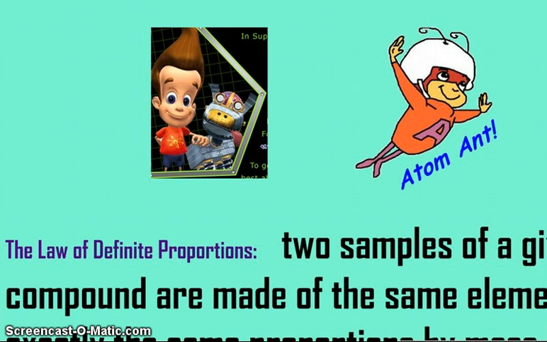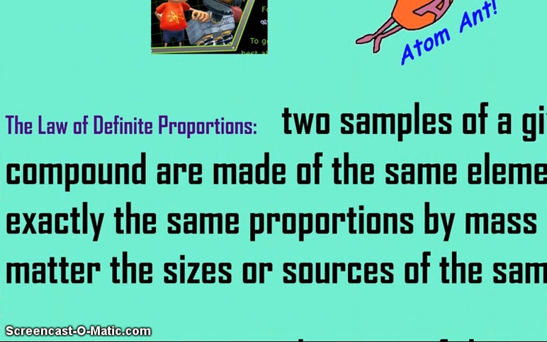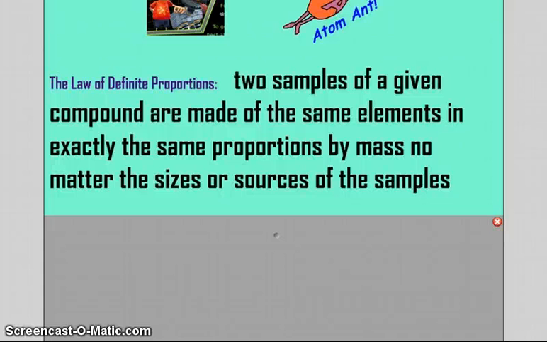And you can see here that it states that two samples of a given compound are made of the same element. Hold on, let me resize this. Okay, that's a little better. Two samples of a given compound are made of the same elements in exactly the same proportions by mass, no matter the sizes or sources of the samples.